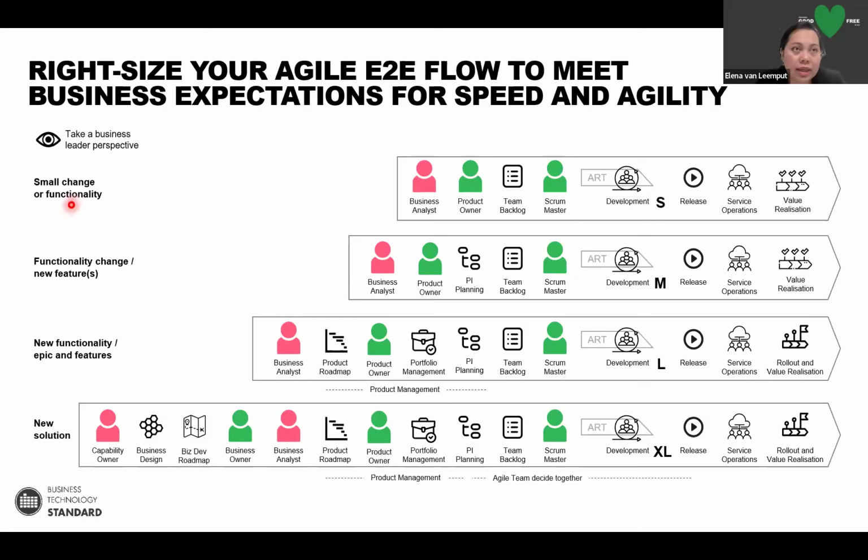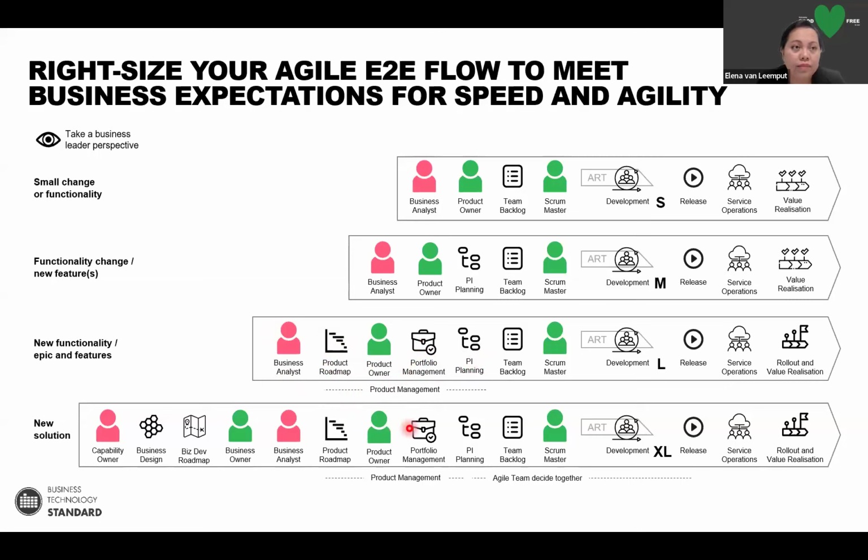So here you can see that small change functionality or functionality change. You can see that there's a business analyst understanding that, then it will go into the team backlog, prioritized by the product owner, and then it will be developed and released at a certain time. And then here you can see if there's a functional change, new features, the same thing goes, but this will go through the PI planning. And similar to the new functionalities, and this is the epic or feature level, they will go through also the business, the product roadmap, and then the portfolio management, PI planning, and so on.